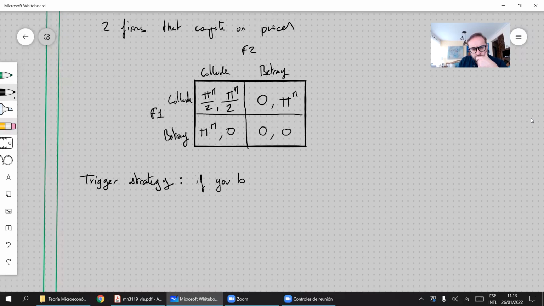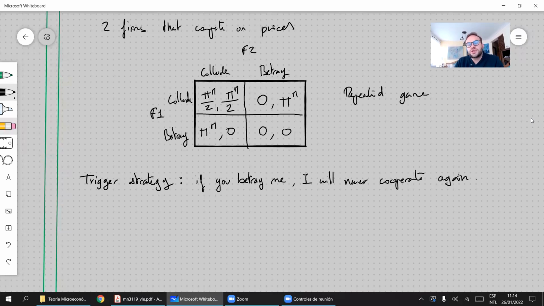And the trigger strategy is the following: if you betray me, I will never cooperate again, right? And if this is the case, at each point in time, this is a repeated game, right? This is a repeated game.